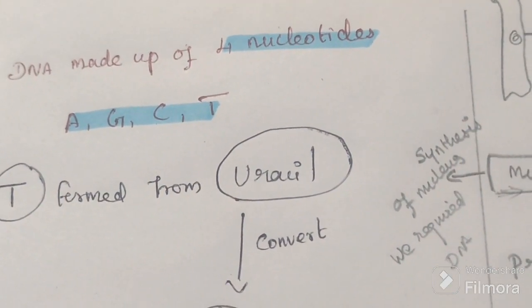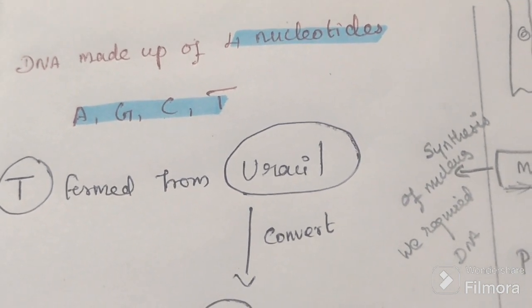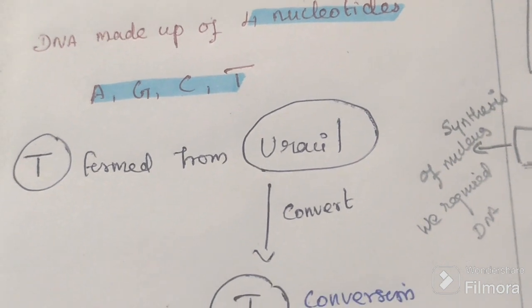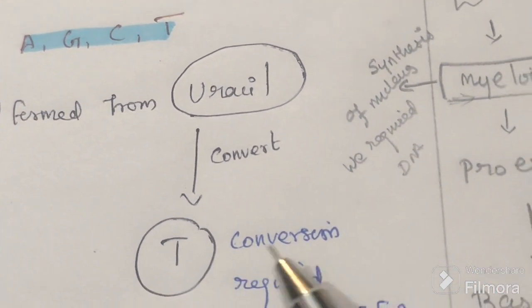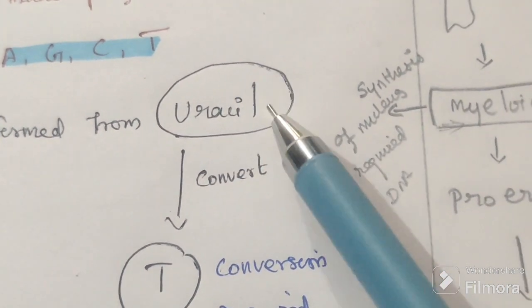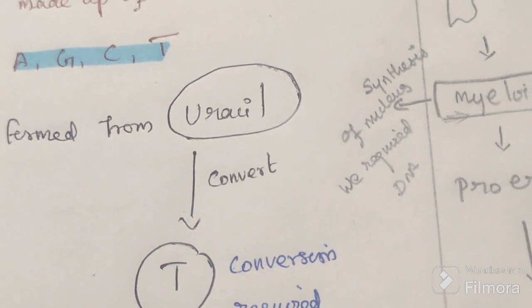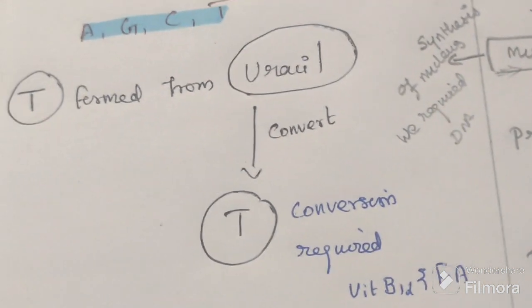DNA is made up of 4 nucleotides: adenine, guanine, cytosine and thymidine. Thymidine is formed from uracil, so uracil gets converted into thymidine. For this conversion of uracil into thymidine, we require vitamin B12 and folic acid.